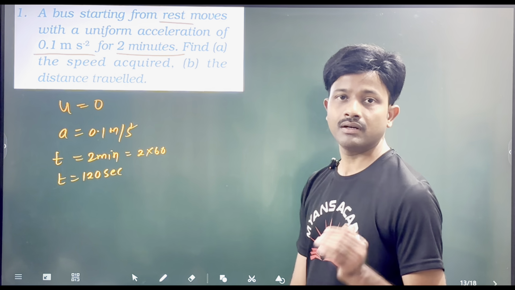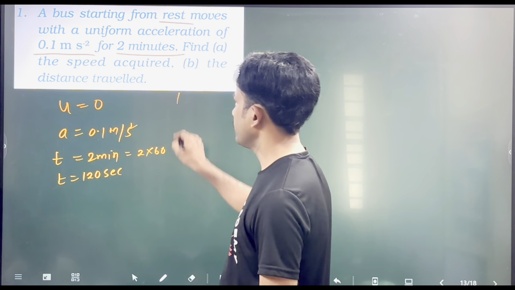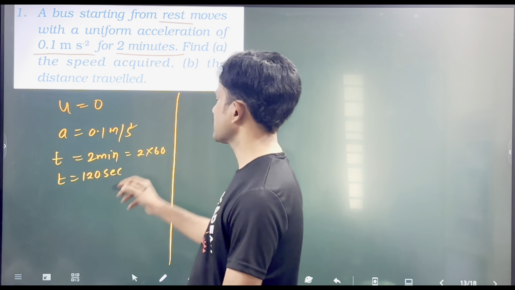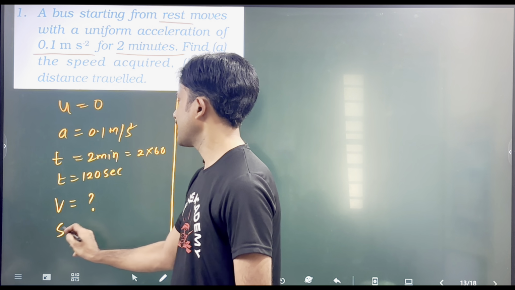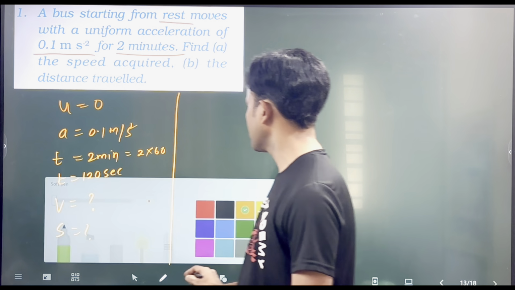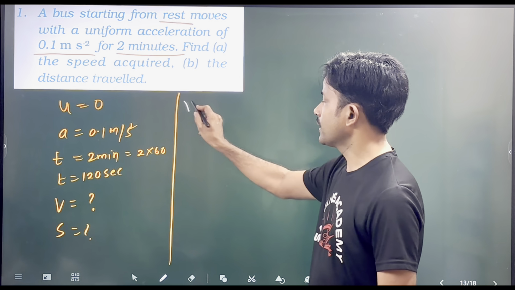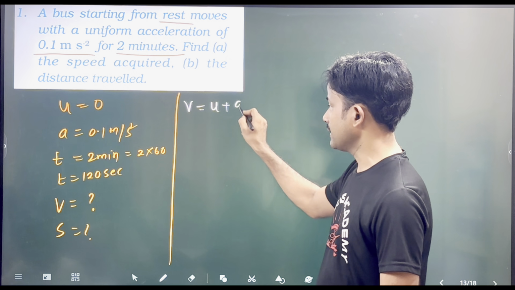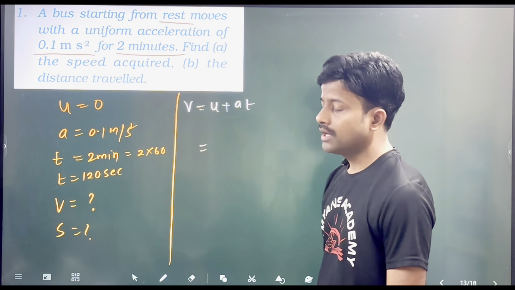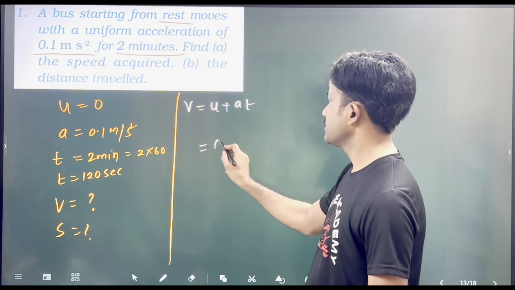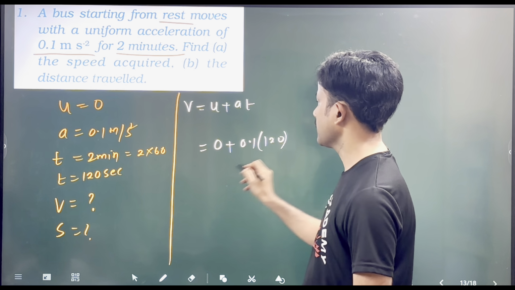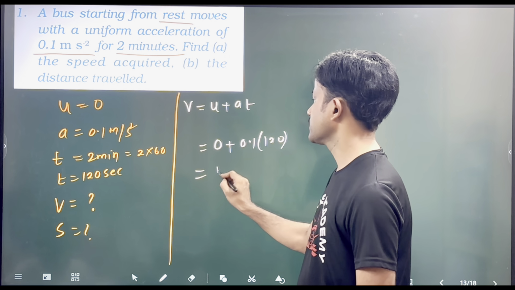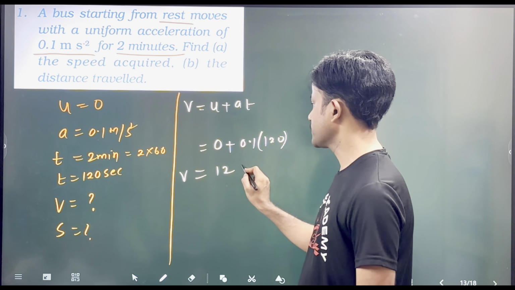Then we need to find the speed value, I mean the final speed acquired, that is the v value, and the distance traveled. We have the direct formula, v equal to u plus at. Use this formula and find the v here. The u value is 0, a value is 0.1, and the time value is 120. So 0.1 into 120 is 12. So v equals how much here?